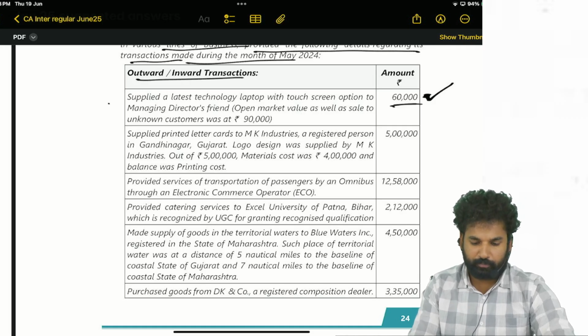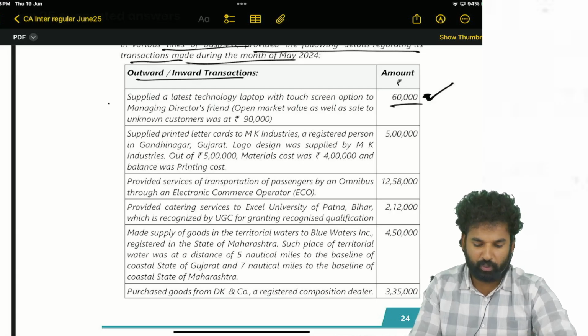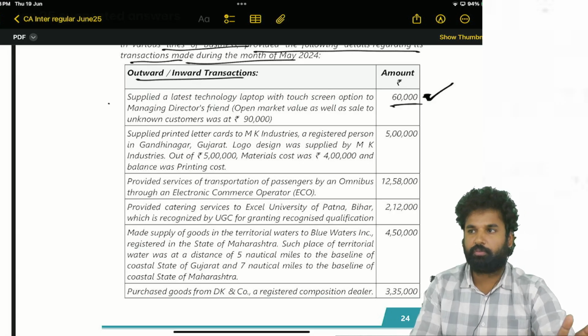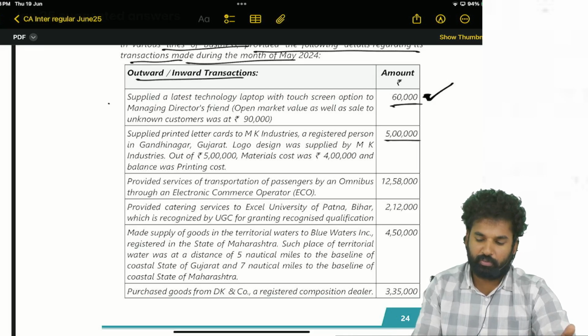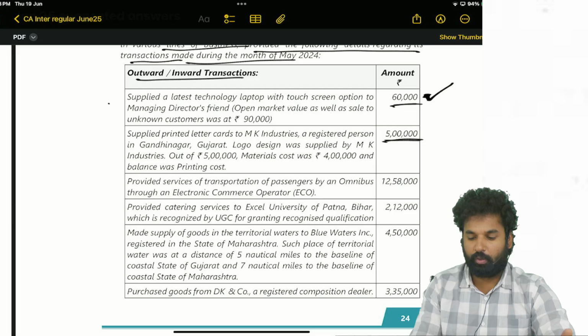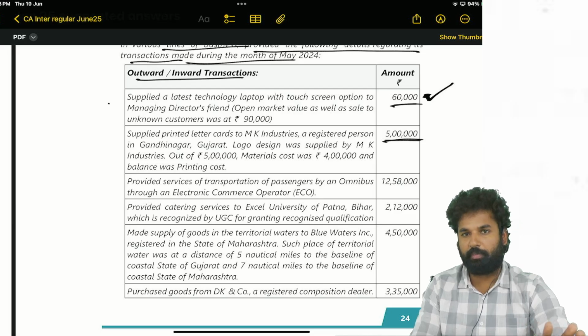Logo design, okay, was supplied by MK Industries. Out of 5 lakhs, material cost was 4 lakhs and balance was printing cost. Okay, how much? 5 lakhs is there. Okay, so this is also supply, outward supply.